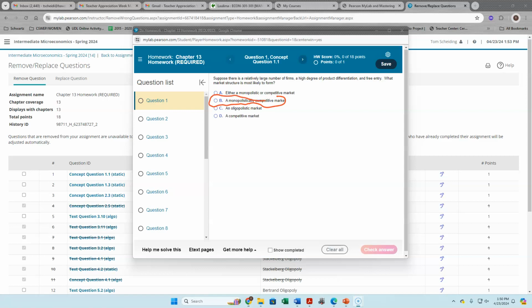Okay, so the first one is a definitional question, and we're asked what kind of market structure would have these characteristics. These are all the characteristics of a monopolistically competitive market. Large number of firms, just like a perfectly competitive firm, but high degree of product differentiation. That's what makes it a little bit monopolistic. Free entry, that's where it's a little bit competitive. So it's a mixture of the two.